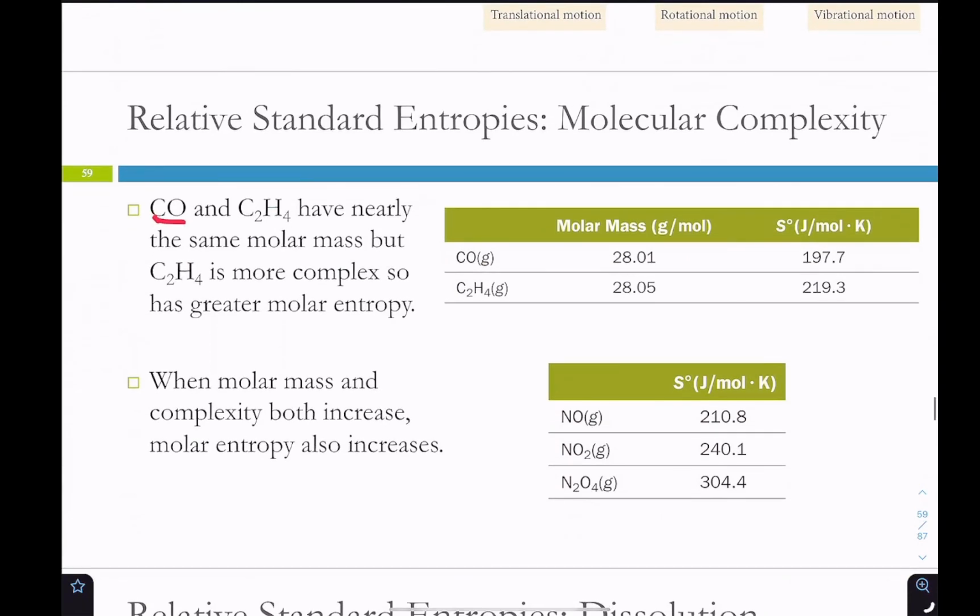So something like carbon monoxide and, what is that? Ethylene. Wow, ethylene. They have similar molar masses, but ethylene's more complex, so it has a higher molar entropy because it's 4 atoms bound together instead of just 2. And then, of course, as you increase complexity, you're generally adding more atoms, and so the molar mass also increases. So if we go from nitrogen to nitrogen dioxide, we get an increase in molar mass, and then an additional increase because of the complexity.